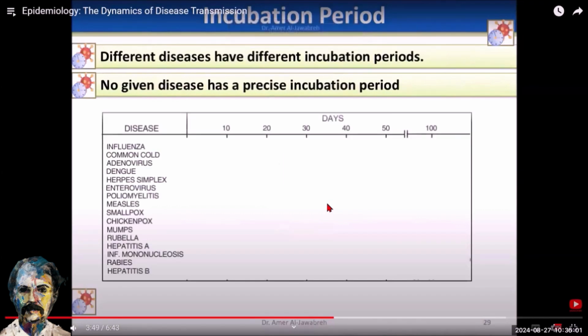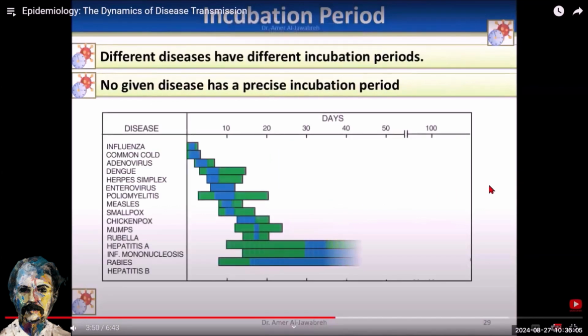What's this? Incubation period. Look, it's a group of diseases, and diseases have different incubation periods. Diseases do not have a precise incubation period. Each disease has a different incubation period, a different range. If you look at rabies, which is caused by the bite of a dog, it's a rhabdovirus, a viral disease.